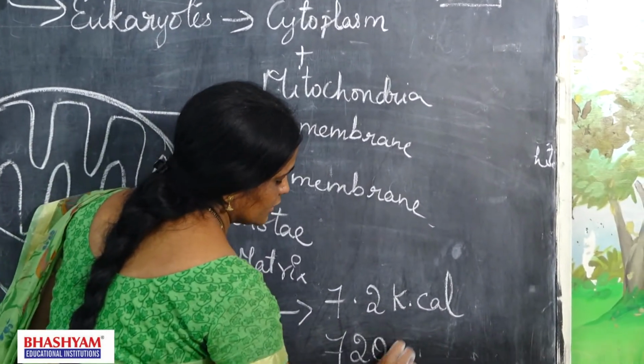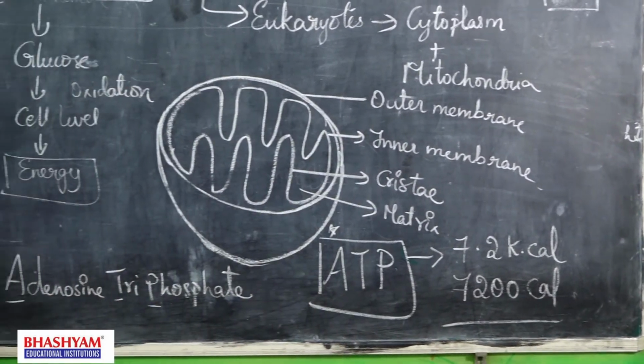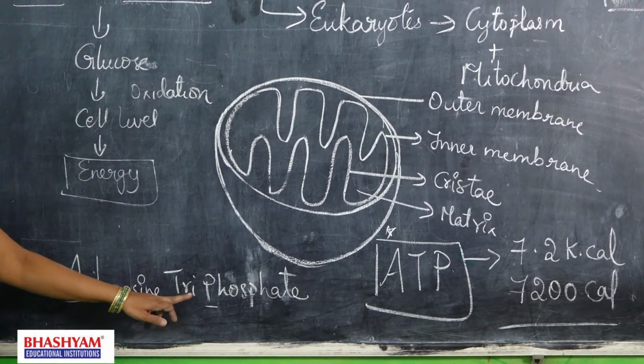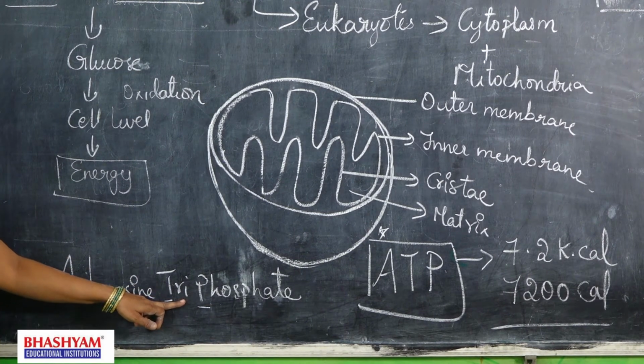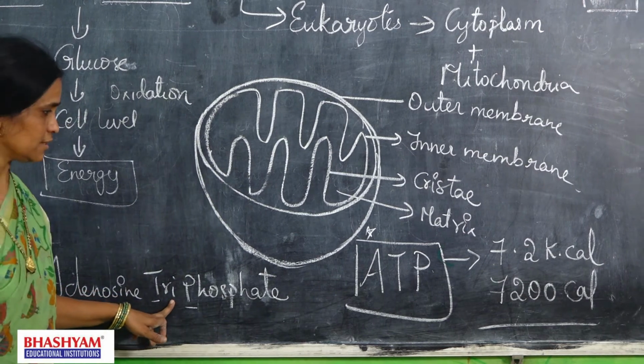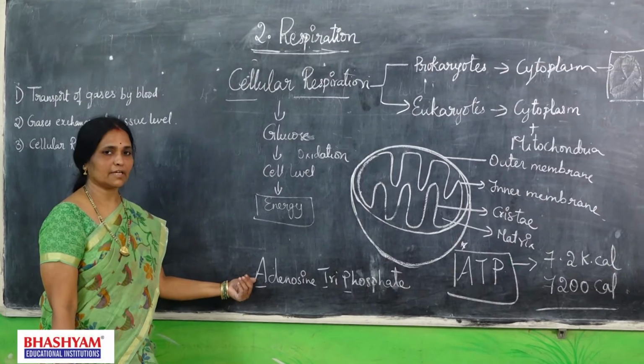That is equal to 7,200 calories. Generally, in ATP, three phosphates are present, and the third, terminal phosphate holds the energy. When it is terminated, it releases energy.